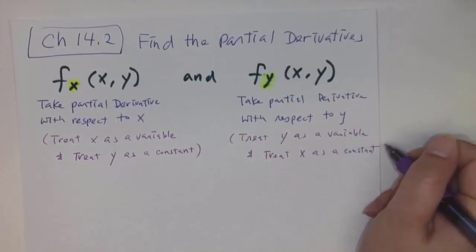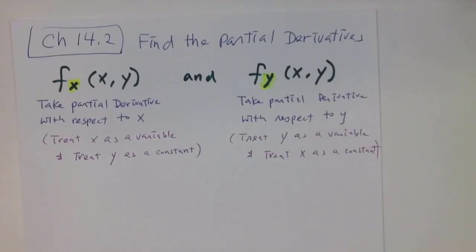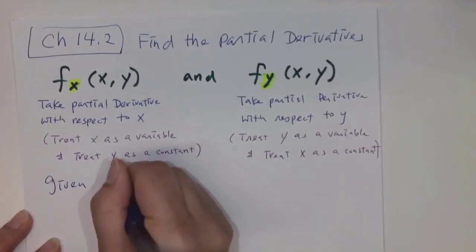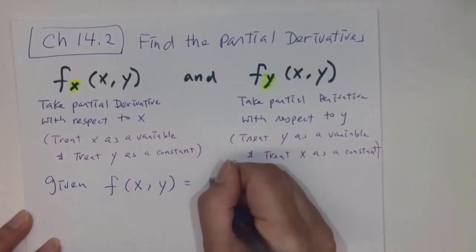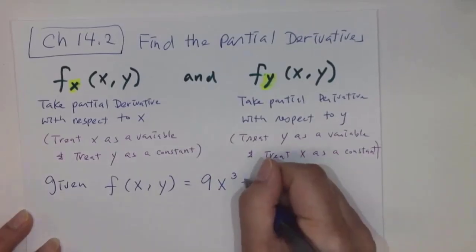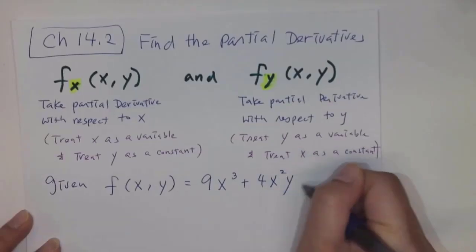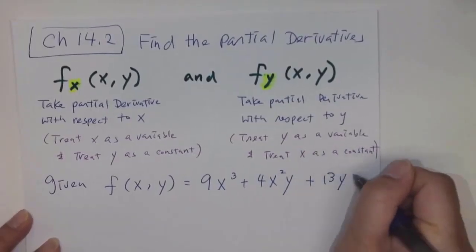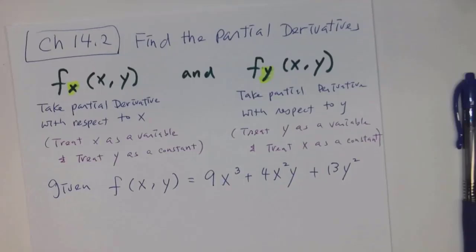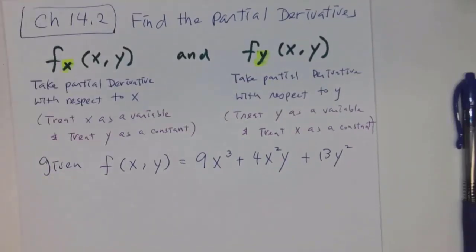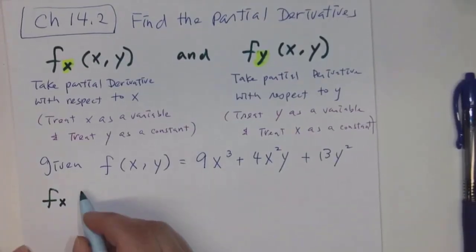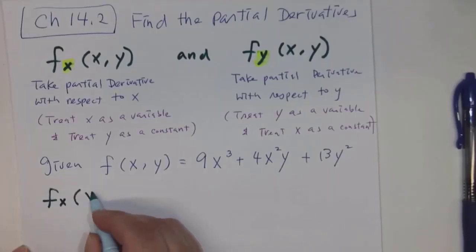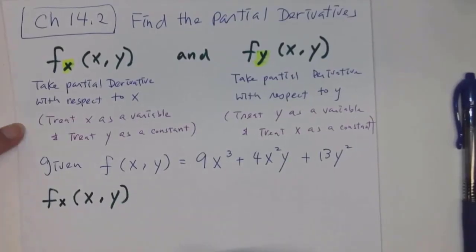So how would that work? I'm going to give you a function. This time the function has both x and y, and the function is 9x cubed plus 4x squared y plus 13y squared. The first thing we are going to do is take the partial derivative with respect to x, which we say treat x as variable, treat y as constant.